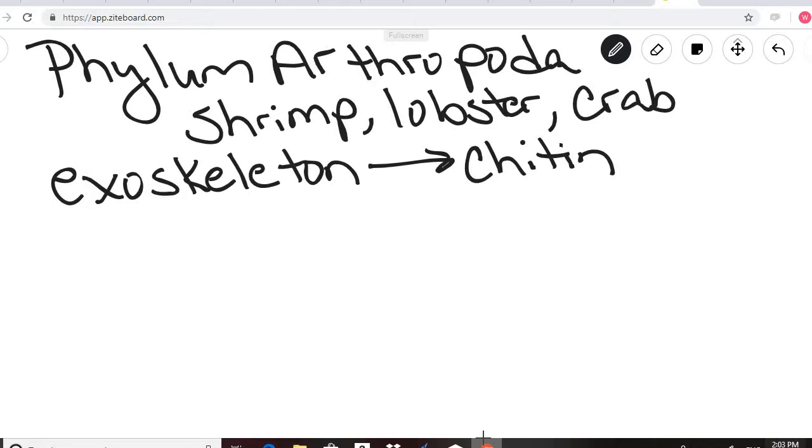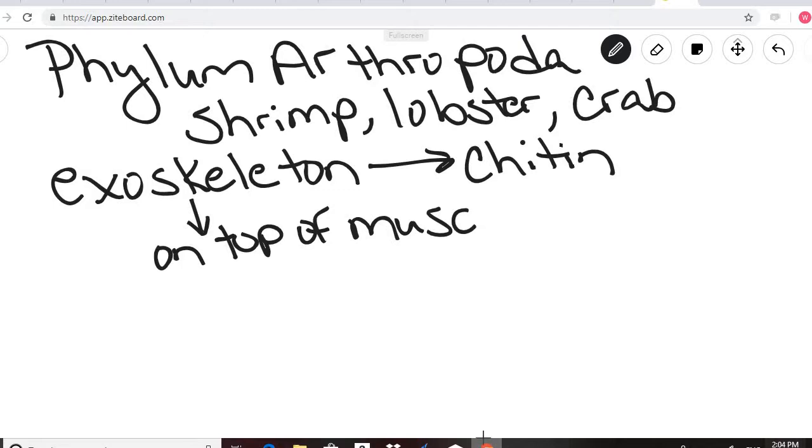And in this case, the exoskeleton is on top of the muscles. So that's different from us, where our muscles are on top of our skeleton. When you have an exoskeleton, the exoskeleton is on top of the muscle. And so the only way that growth can take place is that they have to shed the exoskeleton and grow a new one.